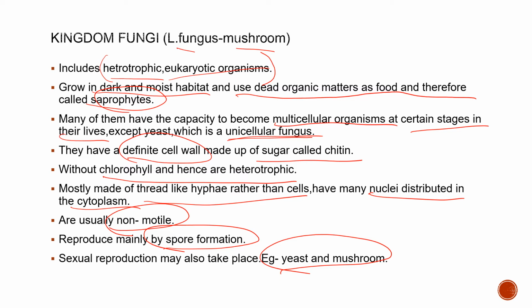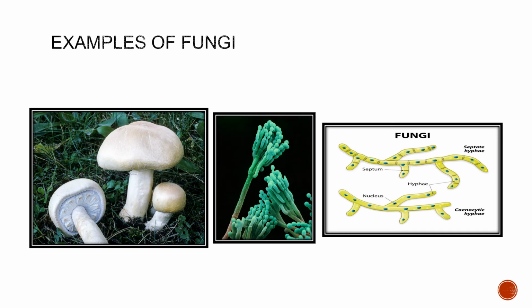So let us see the diagrams of these fungi. The first example is the mushroom. We have seen that mushrooms are one important example of fungi. Then next comes penicillium. This is also a beneficial fungus. It is used as a medicine, penicillium. Now for the third one, I have told you that there are hyphae. So these are hyphae with a large number of nuclei distributed throughout the cytoplasm.